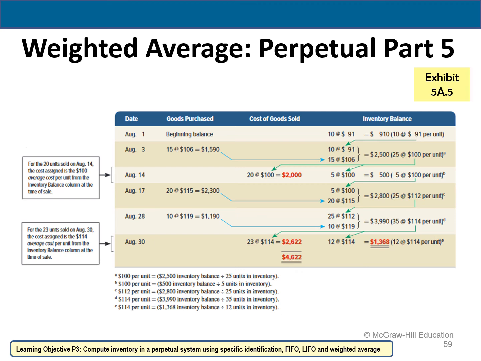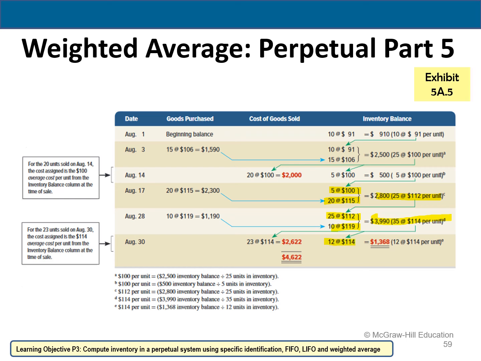Then I have my 5 at $100. I bought 20 more at 115. So I have $2,800 divided by 25 units is 112 per unit. So then now I've got my 25 units at 112 per unit plus I bought 10 at 119. So 25 times 112 plus 10 times 119 is $3,990. And I've got 35 units now, so that's 114 per unit.